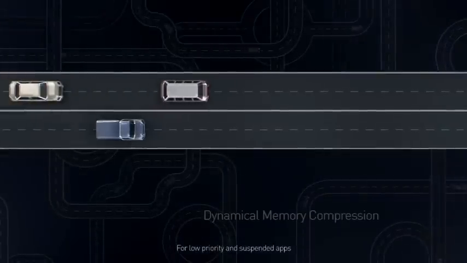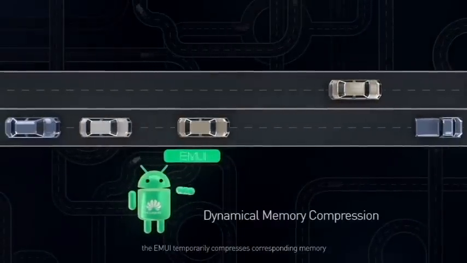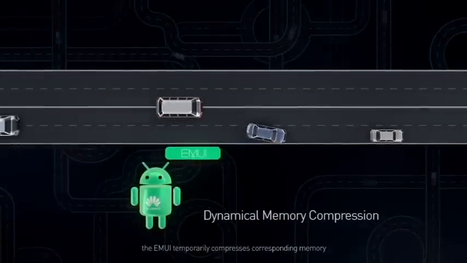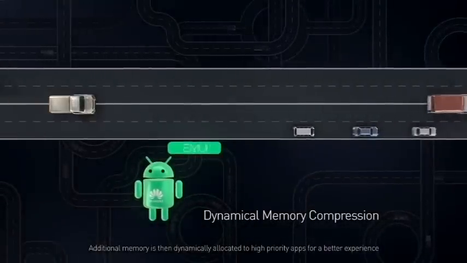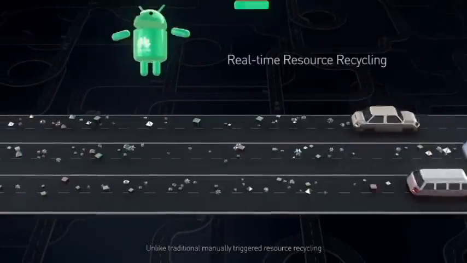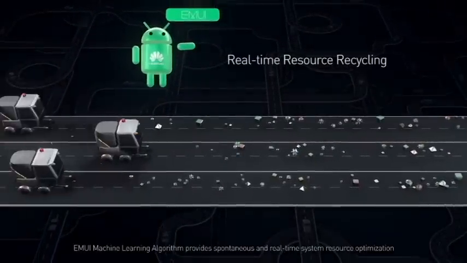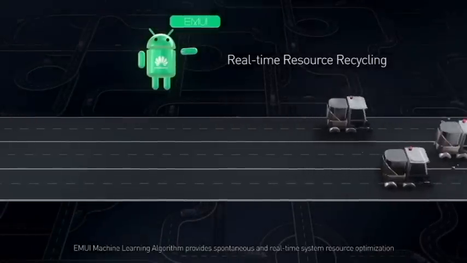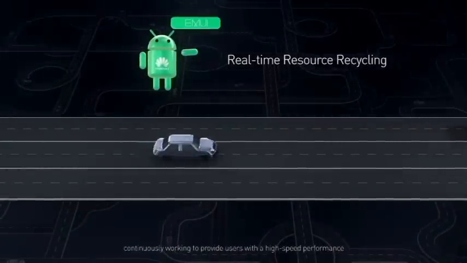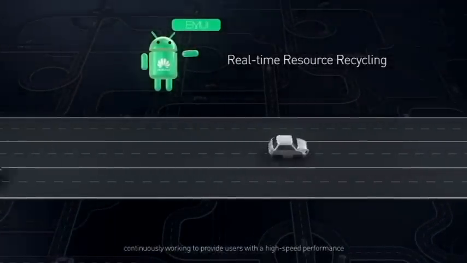For low priority and suspended apps, the EMUI temporarily compresses corresponding memory. Additional memory is then dynamically allocated to high priority apps for a better experience. Unlike traditional manually triggered resource recycling, EMUI machine learning algorithm provides spontaneous and real-time system resource optimization, continuously working to provide users with a high-speed performance.